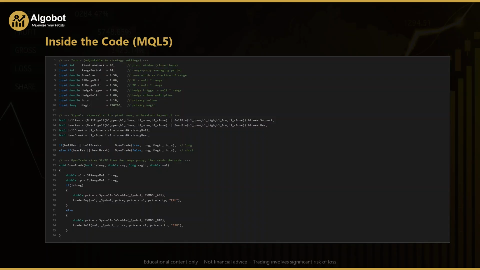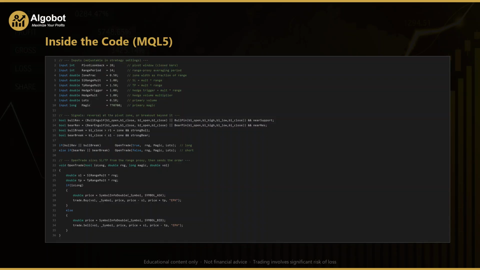If bull rev or bull break is true, the code calls open trade with the long flag set. If instead bear rev or bear break is true, it calls open trade with the short flag. Inside open trade, you can see how each side is built. For a long, it takes the ask price and calls trade.buy, placing the stop below the price and the target above it. For a short, it takes the bid price and calls trade.sell, placing the stop above and the target below. Both stops and targets are sized from that same range proxy, so the trade adapts to current volatility.